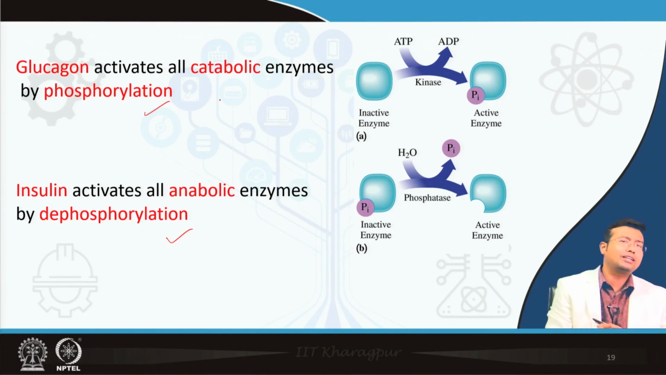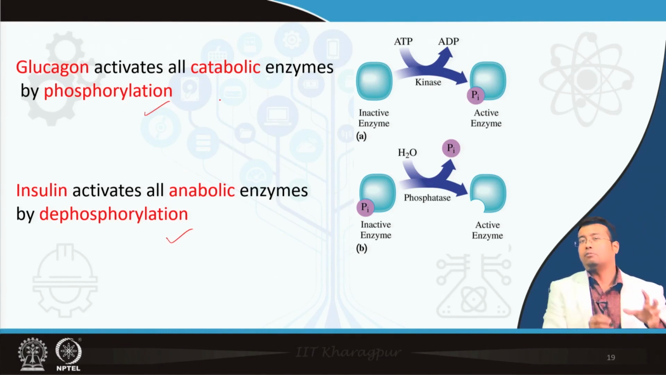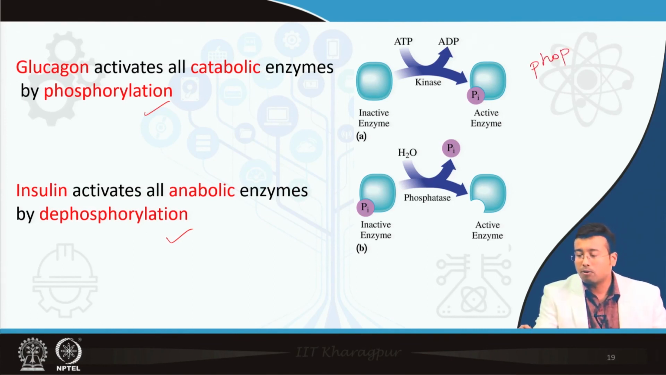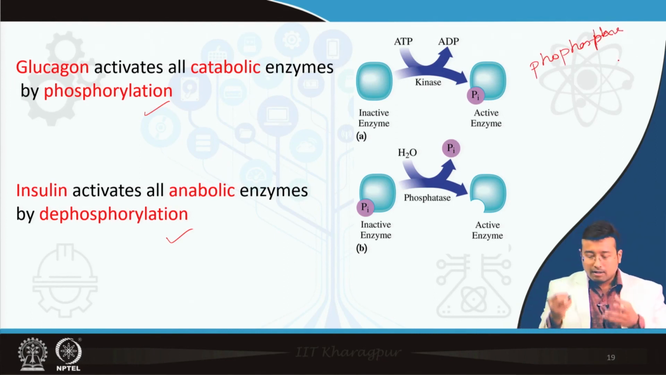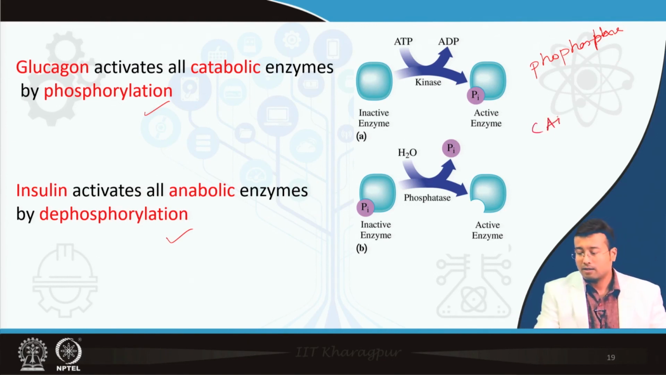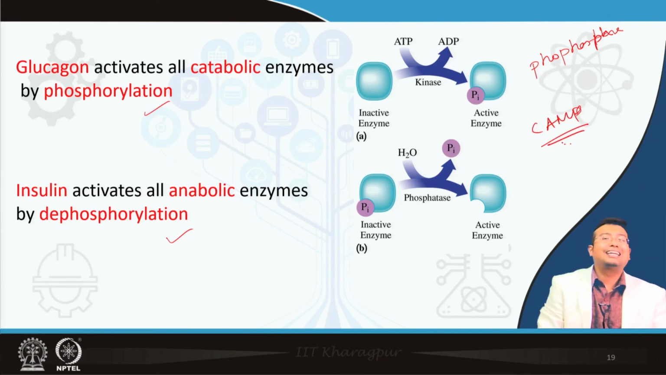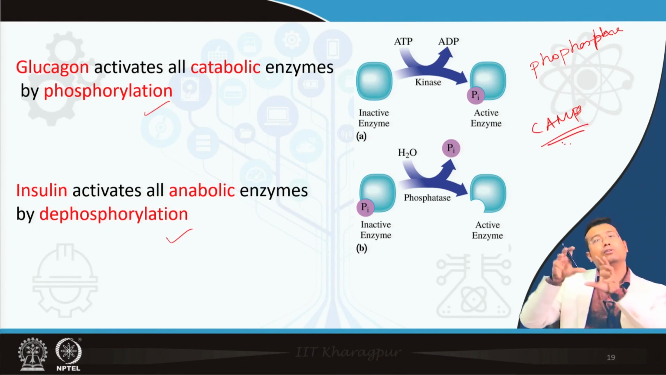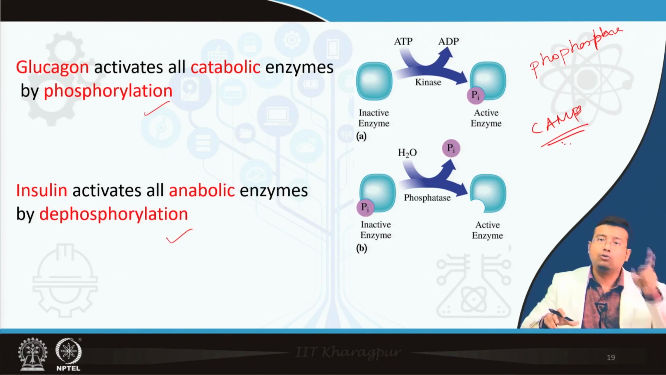Okay. There are two intermediates you should remember just for multiple choice question purpose. Insulin does the dephosphorylation with the help of protein phosphatase, and glucagon's activation, that is phosphorylation, is done by kinase, specifically cyclic AMP dependent protein kinase. So, whenever we see kinase, mind it, glucagon, it is activating catabolic enzyme.